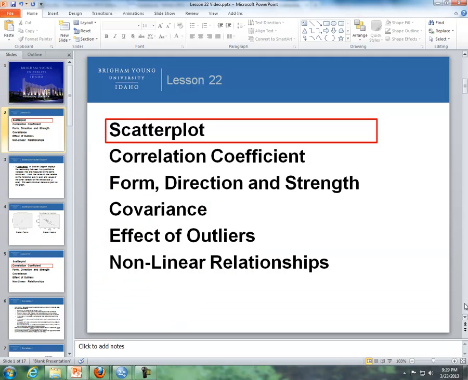So here's the outline for these videos. First, I'll discuss scatterplots, followed up by correlation coefficient. Then we'll cover form, direction, and strength, and we'll be using these first two items here, scatterplot and correlation, to determine form, direction, and strength. Then I'll talk about covariance, followed up by effects of outliers, and then wrapping it up with nonlinear relationships.